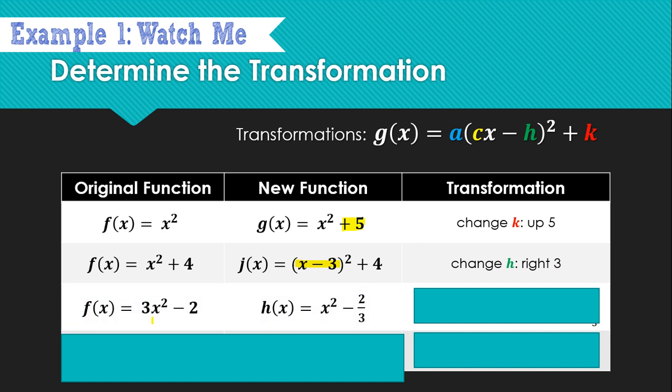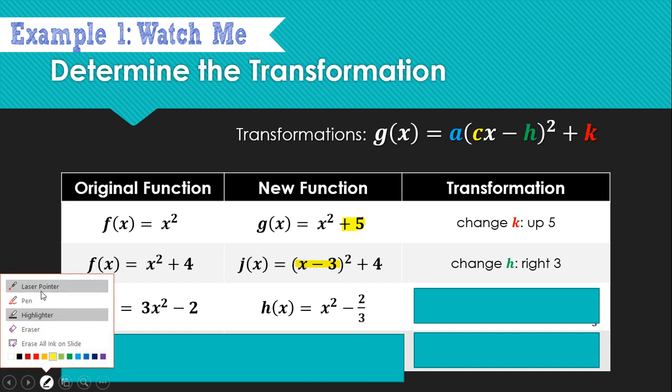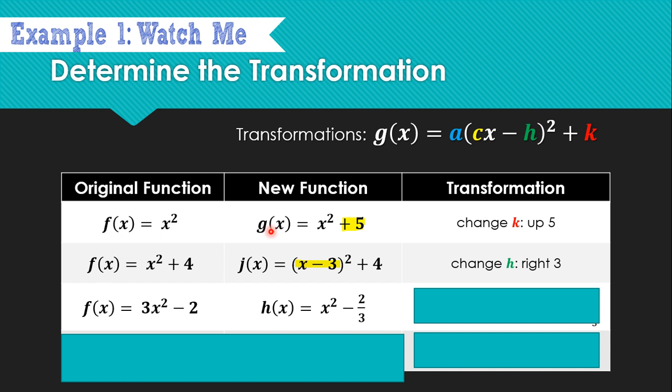Next we have f of x equals 3x squared minus 2, and my new function is h of x equals x squared minus 2/3. This one on first glance is a little bit trickier because we're not just adding or subtracting something here. But what I do notice, I kind of look for those changes. So I started with a 3 and a 2, and then I'm left with a 1 and then a 2/3.